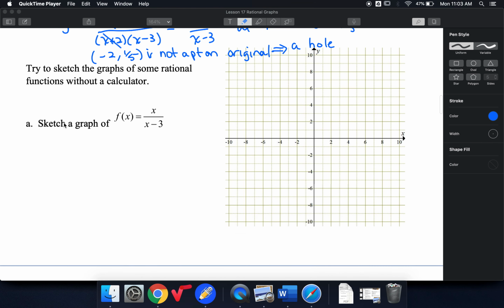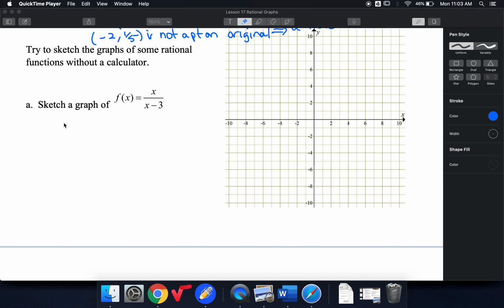Right, so now we're going to sketch some rational functions without our calculator. So the first thing I'm going to think about are my asymptotes. I know that there's going to be a vertical asymptote when x equals 3, because that's where I would divide by 0. I know that my horizontal asymptote is my end behavior. So I think about my long division, and I know that this is going to equal 1 plus something. So that tells me that my horizontal asymptote is going to be y equals 1.